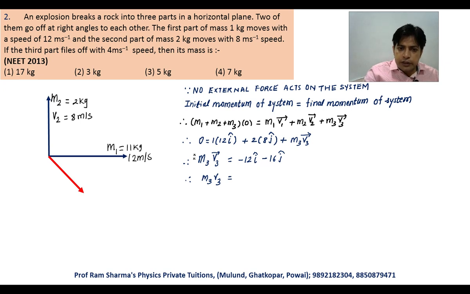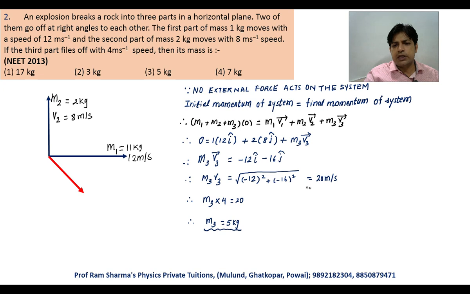Now let me calculate the magnitude of this. I know that I can calculate the magnitude of a vector by root of x component square plus y component square. So root of 144 plus 256, that will be 20, and I am already given the value of v3 as 4. So I can calculate m3 very easily, that will be equal to 5 kg. So not a very tough sum, it was based on the concept of law of conservation of linear momentum.